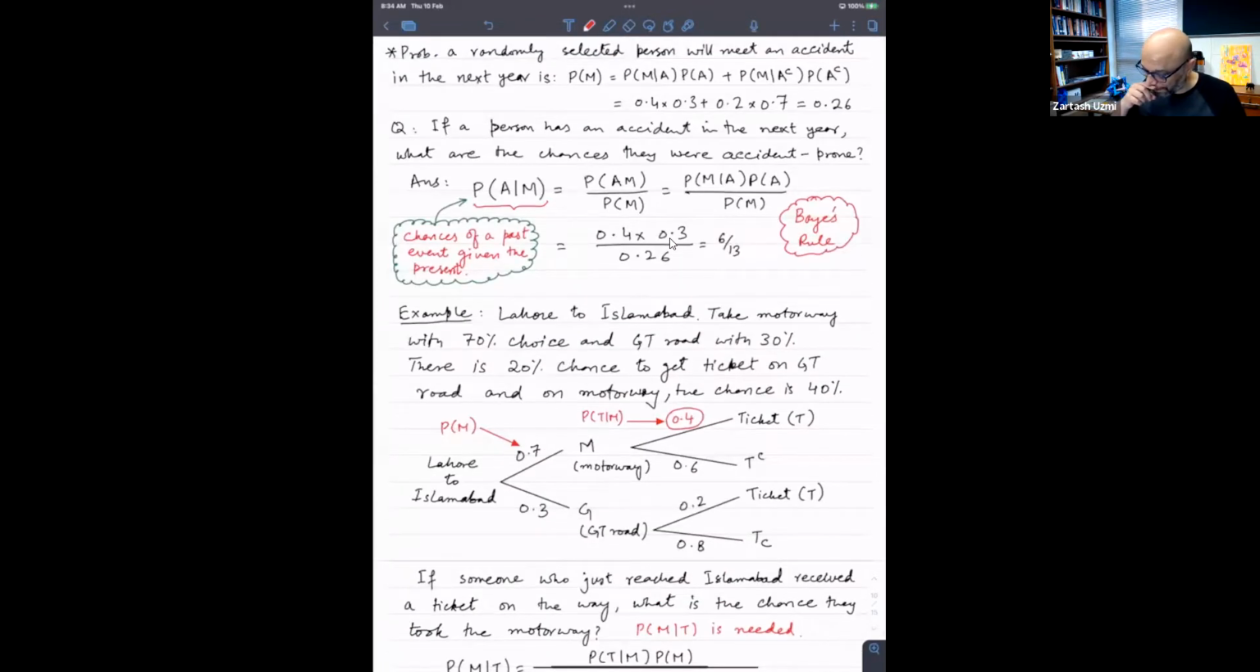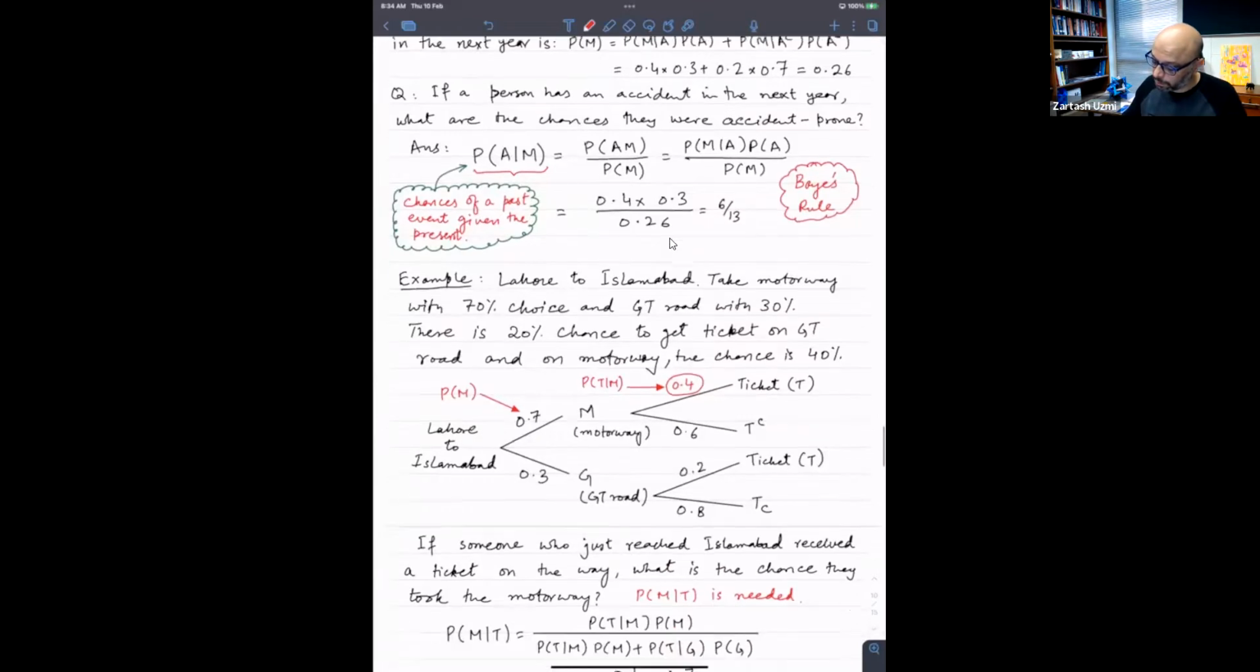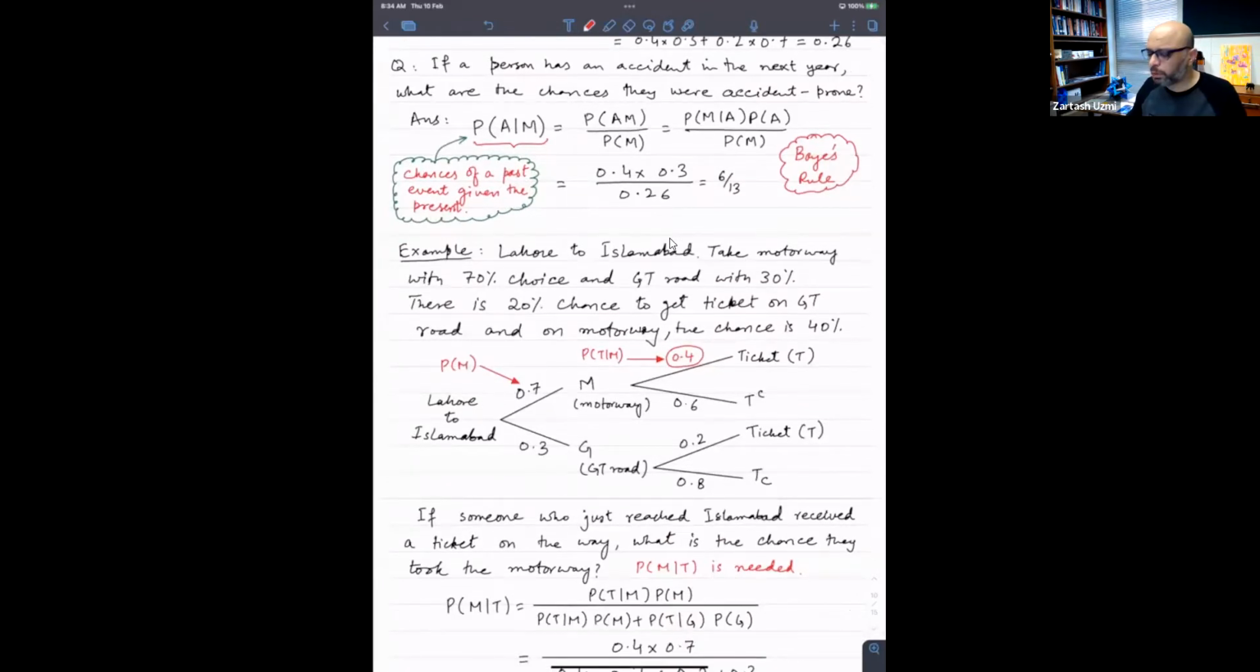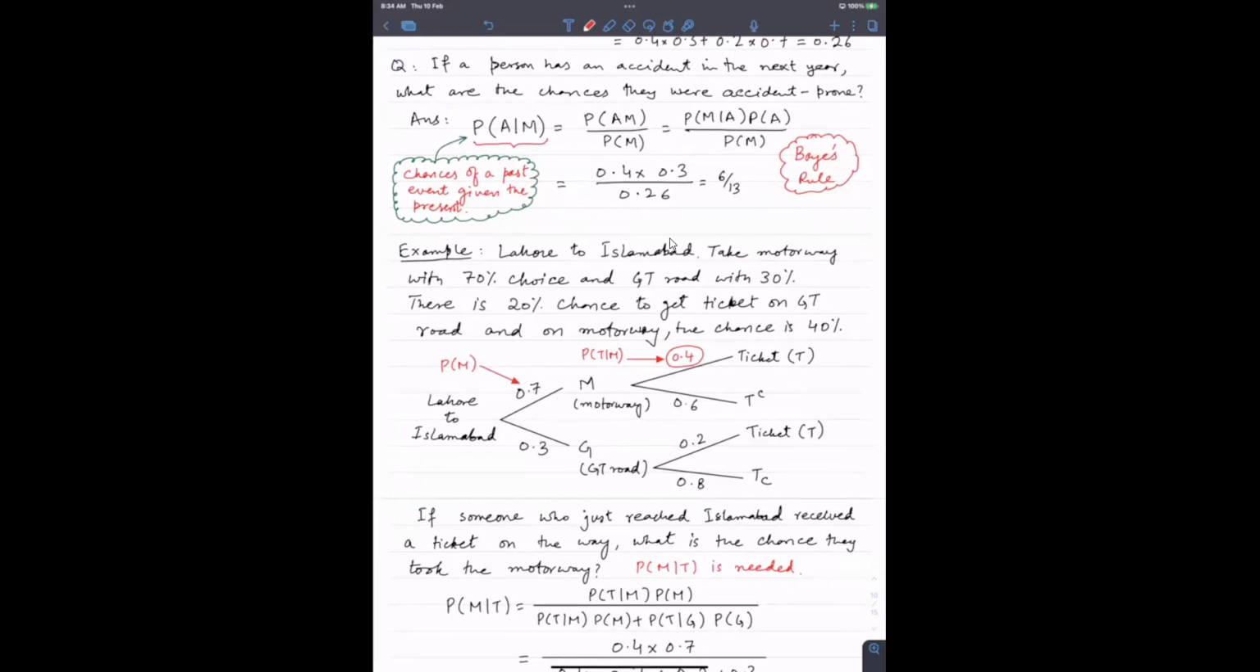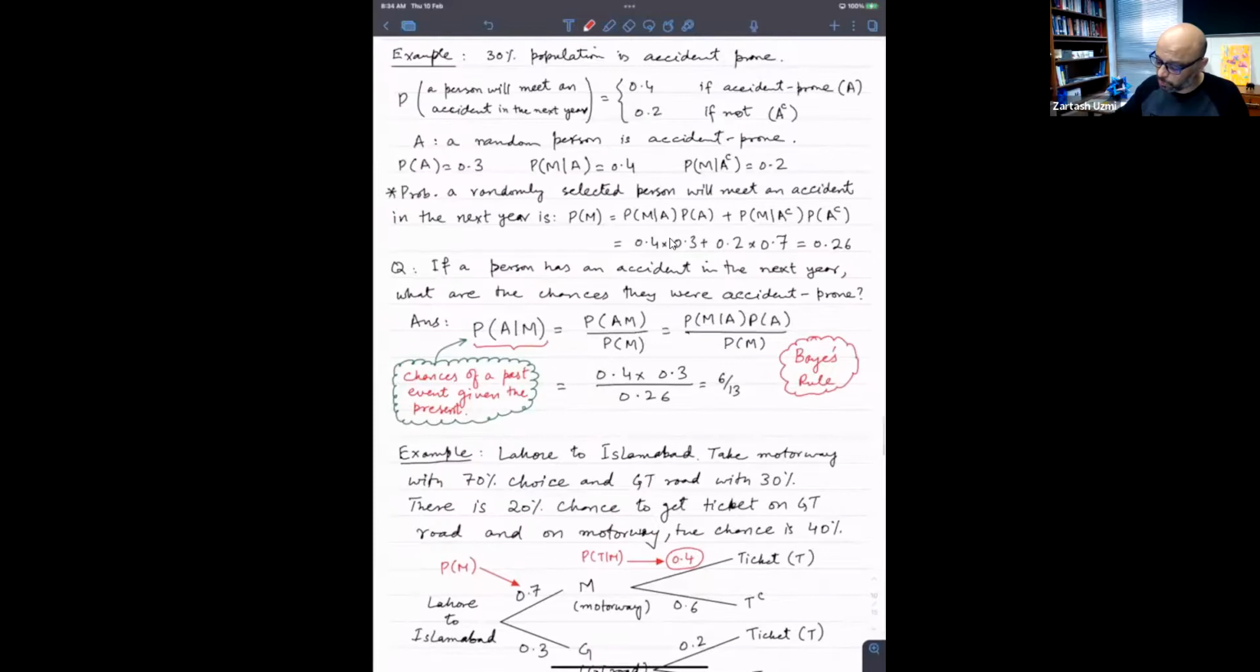In fact, this example is given here, Lahore to Islamabad motorway, and you can take a look at this if you have not had the chance to go through the notes. And a lot of examples like this have been done, in which you have to use these partitions and Bayes rule. These are the two major concepts that are discussed in these lectures.